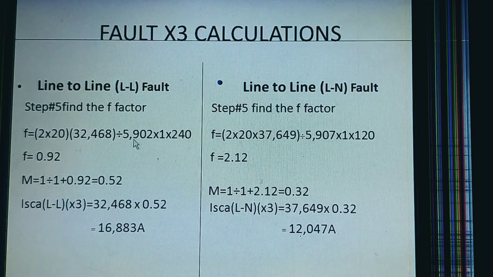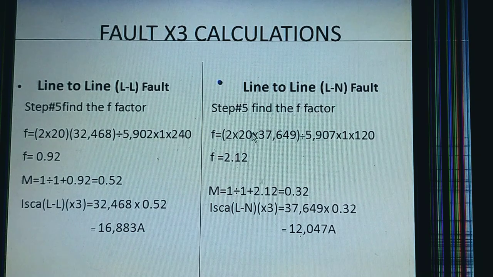Okay, for fault 3 we have a 2 AWG, or 30 mm², and we have the C factor value, which is equivalent to 5,902. We have the 1 because we only have one conductor per phase. We only have one 2 AWG per phase. Okay, so this one is not 2, this is the 1. Times 240, you have the 2 for the single phase, the 20 feet, and the short circuit at the fault 3 location, 32,468, and so you have this 0.92.